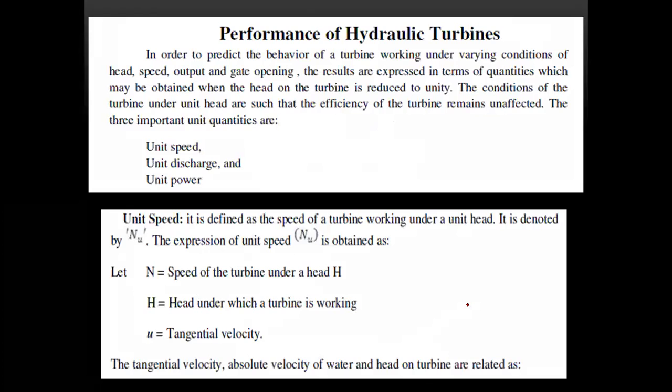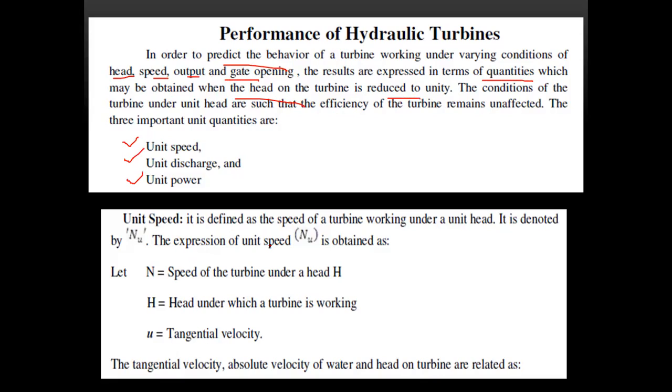Next, performance of the hydraulic turbines. So performance కనుక్కోవాలంటే we have to find the behavior of the turbine. In order to predict the behavior of the turbine working under varying conditions of speed, head, output, gate opening, etc., the results are expressed in terms of quantities which may be obtained when the head on the turbine is reduced to unity. The three important unit quantities are unit speed, unit discharge, and unit power.